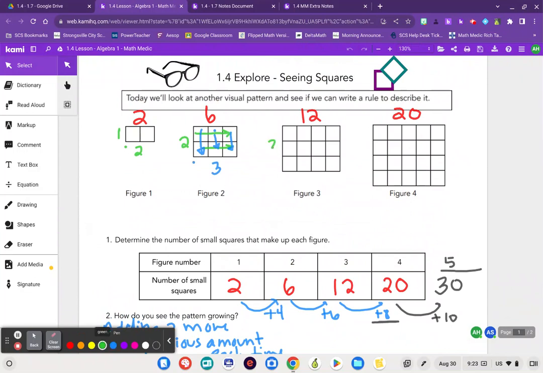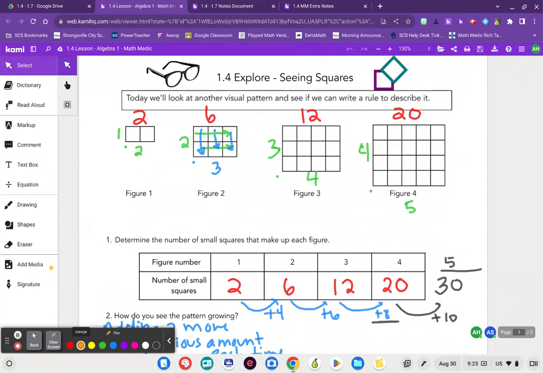And so there were 3 rows here, and there are 4 columns here, and 3 times 4 is 12. And there are 4 rows here, and there were 5 columns, and 4 times 5 is 20. And so I was just doing some quick multiplication in order to figure out really that area, that square area.